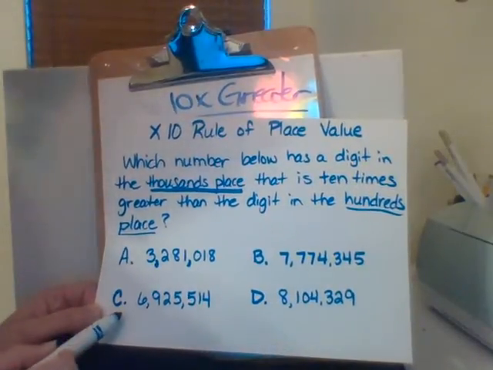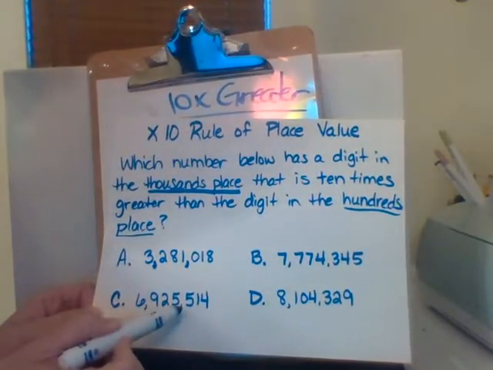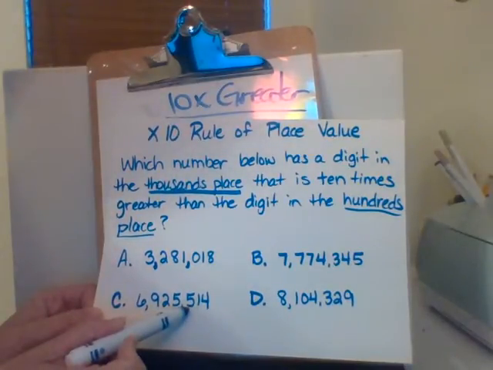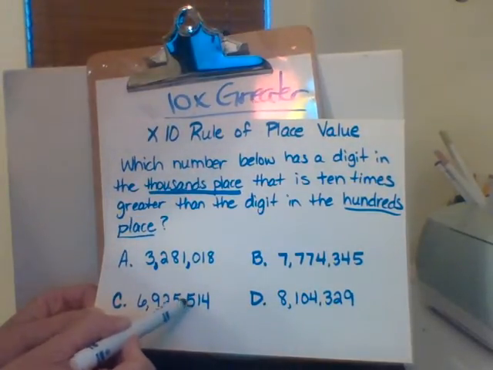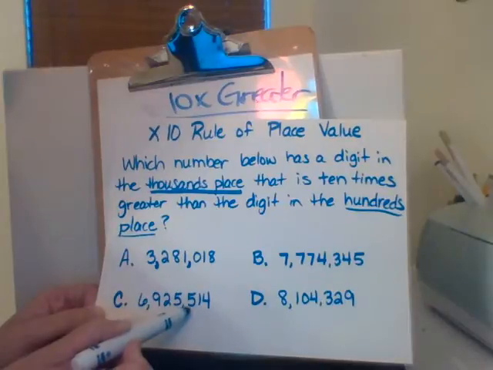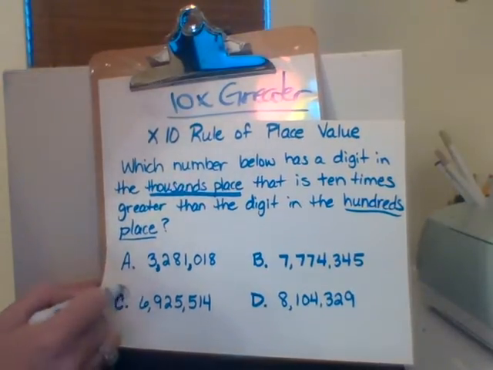Moving along to letter C. We have two 5s here. I see a 5 in the thousands place. I see a 5 in the hundreds place. So guess what? We found our answer, because 500 is 10 times less than 5,000. Another way you could say that is 5,000 is 10 times greater than 500. So it is letter C.